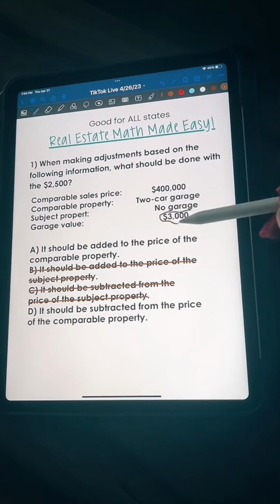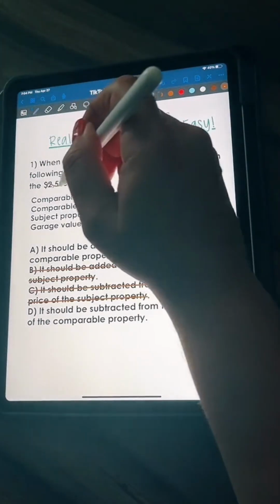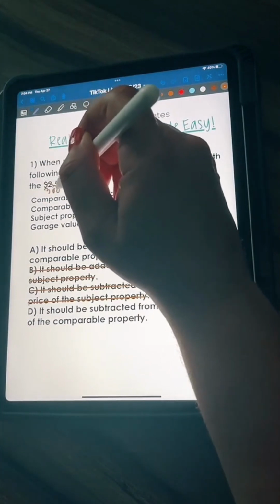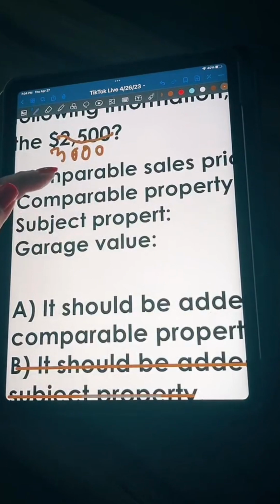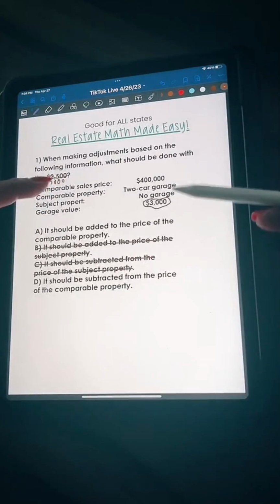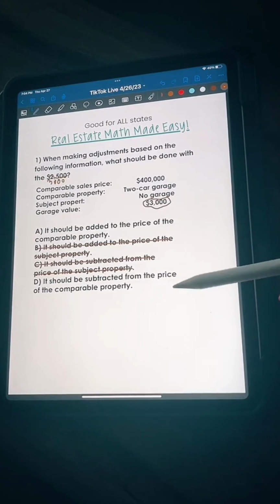So they're trying to say this should have said 2,500, sorry. This should have been, let's say this says 3,000. Sorry about that. So $3,000 here, not 2,500. So what are we going to do with this here? Are we going to add it to the comparable, or are we going to subtract it from the comparable?